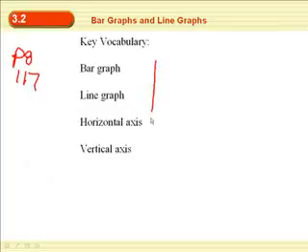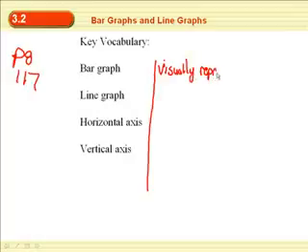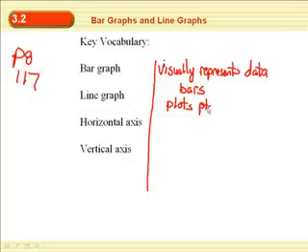Bar graph, line graph. Okay, a bar graph, it's on page 117 in your book, visually represents data, and so does a line graph, but the difference is a bar graph uses bars, which is kind of obvious, and a line graph plots points and then connects them with a line. And we'll look at those in the examples.